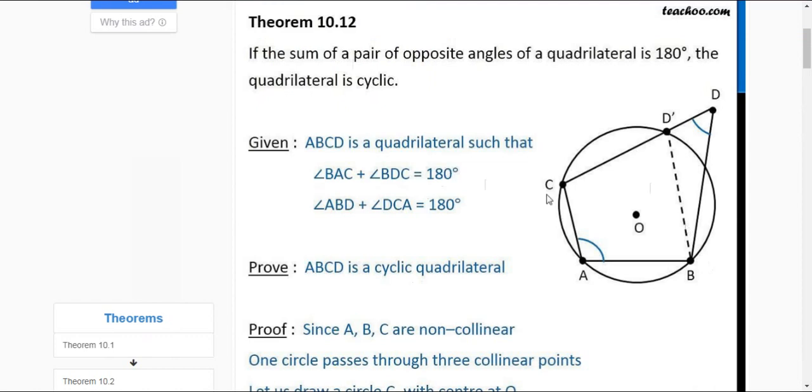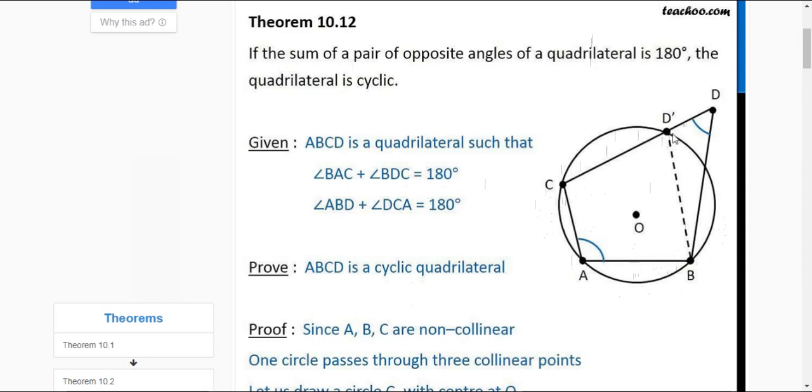We'll explain it here. A, B, C. First consider these 3 points. These are non-collinear, meaning not in a straight line. So one circle will definitely pass through all these 3 points. Now what we have to check is whether this circle passes through the fourth point D also.